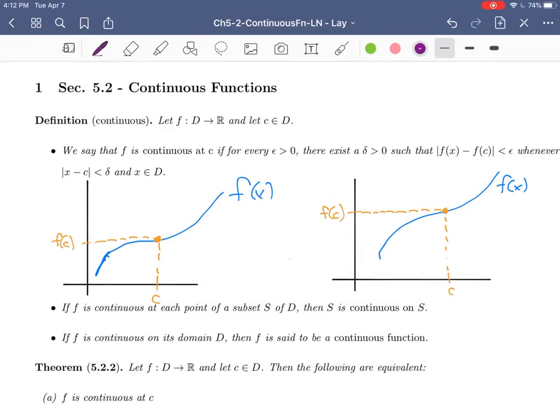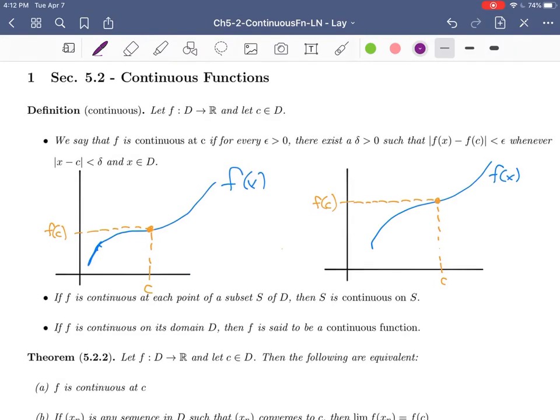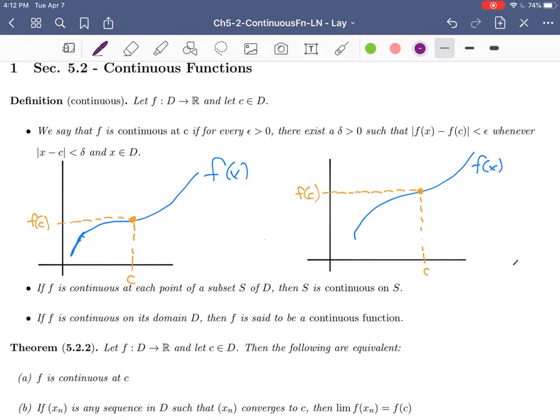In our last several videos, we took a look at limits. In this video, we are going to turn our attention to the idea of continuity. And so we are going to formally define what it means for a function to be continuous at a point, and then we will talk about what it means for it to be continuous on a set, and for it to be a continuous function. But let's first take a look at what it means to be continuous at a point.